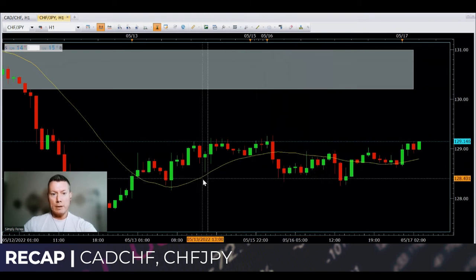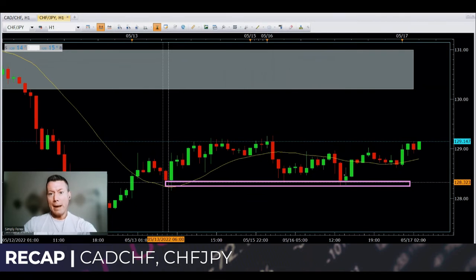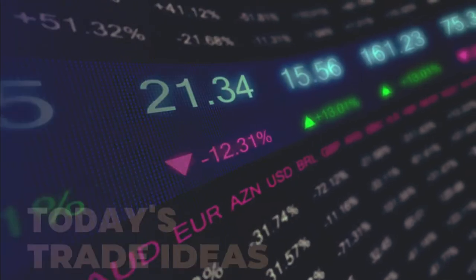And then once price came down to these lows and bounced off this area, I just wasn't interested in this trade, guys. So I didn't have a trade on this pair, but maybe you did with this candle here. All right, guys, that's the recap of yesterday. So both trades for me, I couldn't get in for various reasons that I've just explained. But let's take a look at today's trades now.